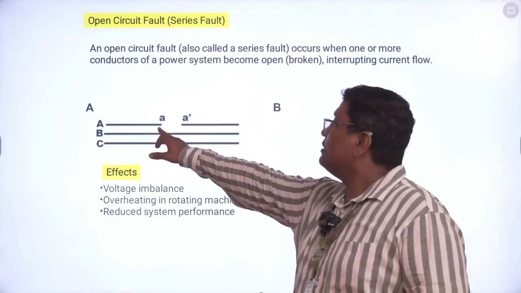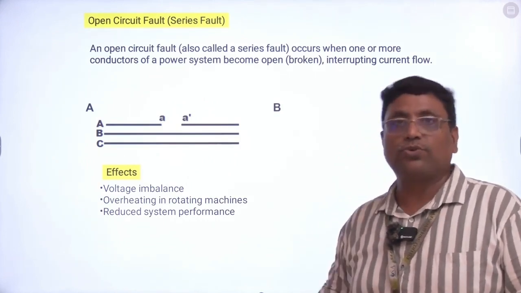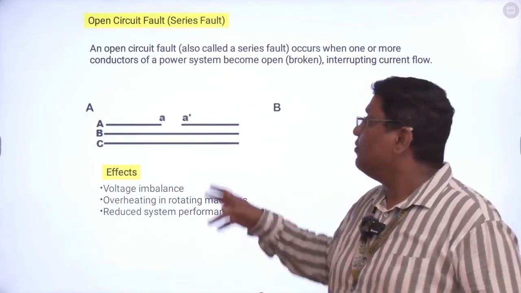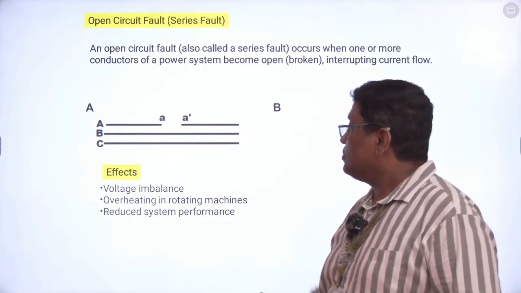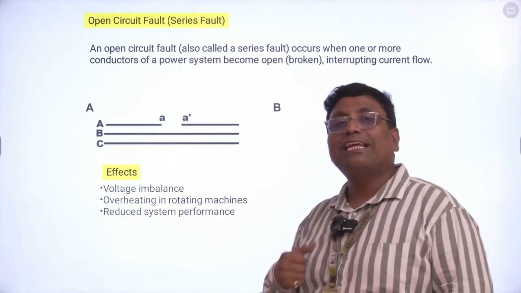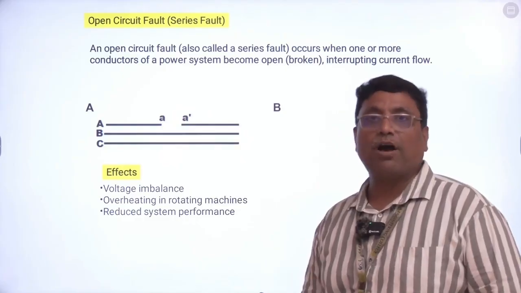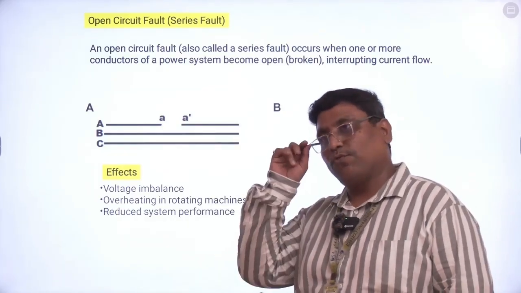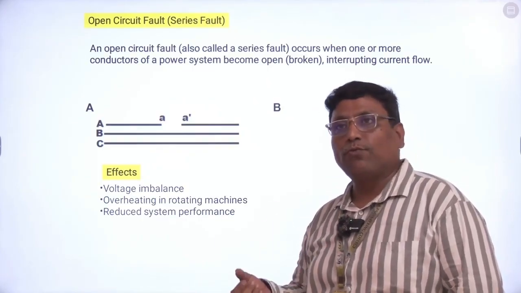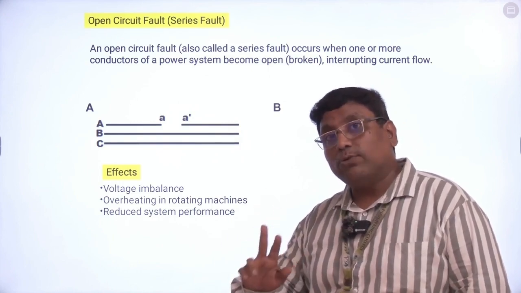In this example, phase A is open. It may be due to a blown fuse, or otherwise the conductor is damaged, which will create an open circuit fault. The effect of an open circuit fault is voltage imbalance, overheating in rotating machines, and reduced system performance. But the current values decrease in an open circuit fault compared with a short circuit fault. In a short circuit, the current value is very high.